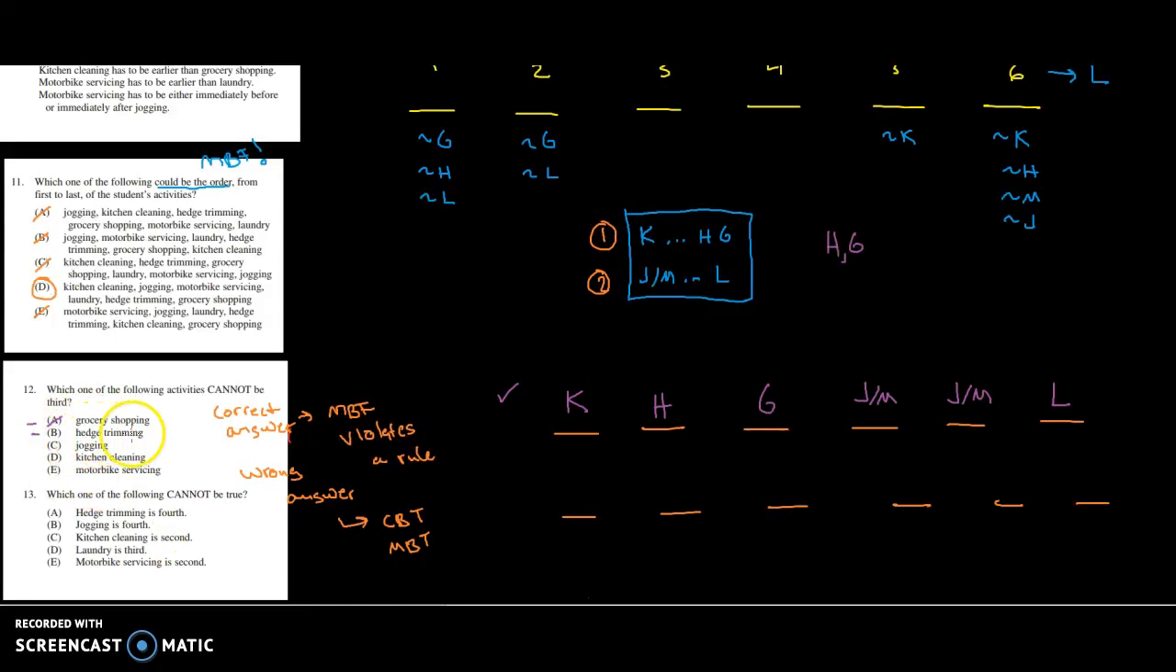So now let's see if hedge trimming cannot be on 3. So if I put H on 3, that means I have to put G right here, right? Right there, because it has to come right after it. And I know that one of these two in here has to be K. K has to go in there somewhere. But now we've got a little bit of an issue.